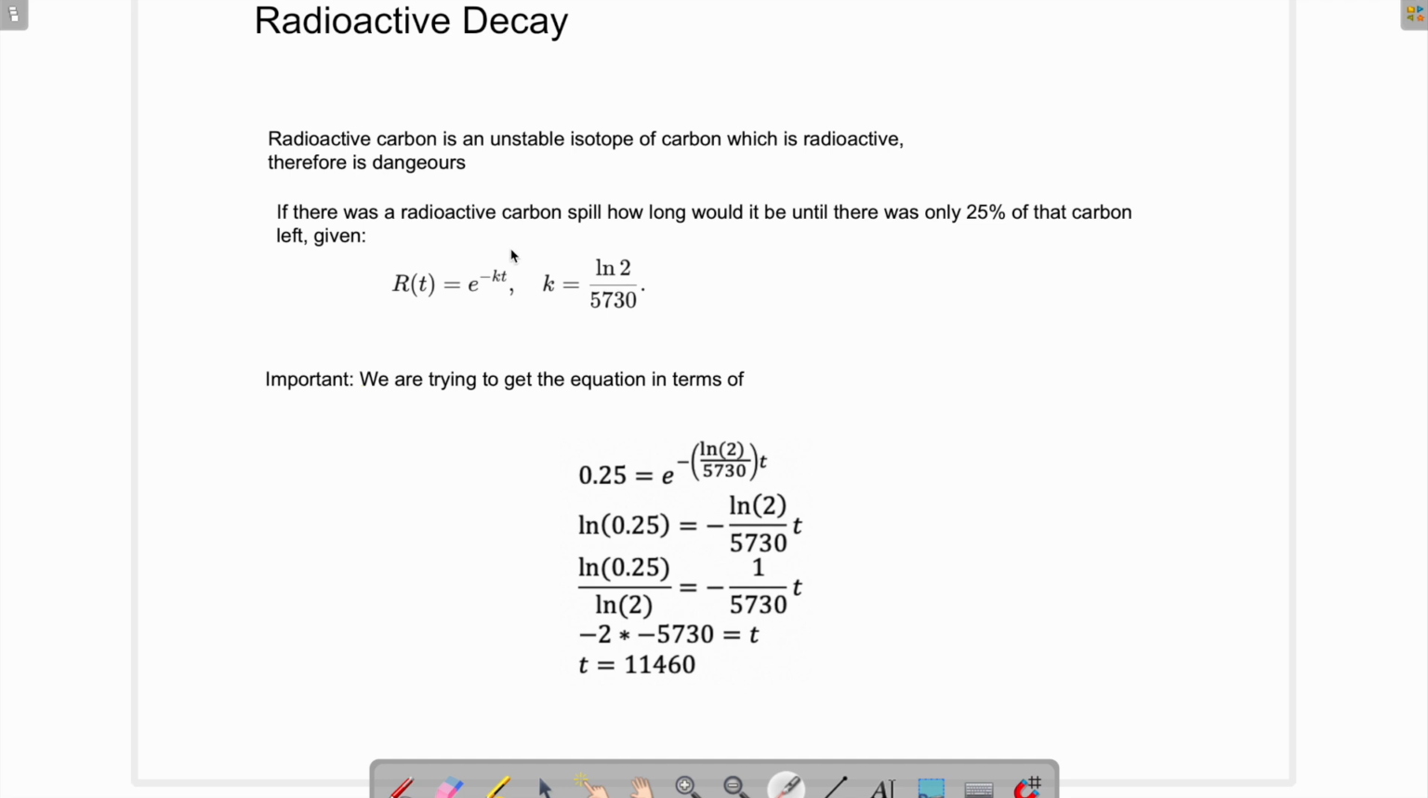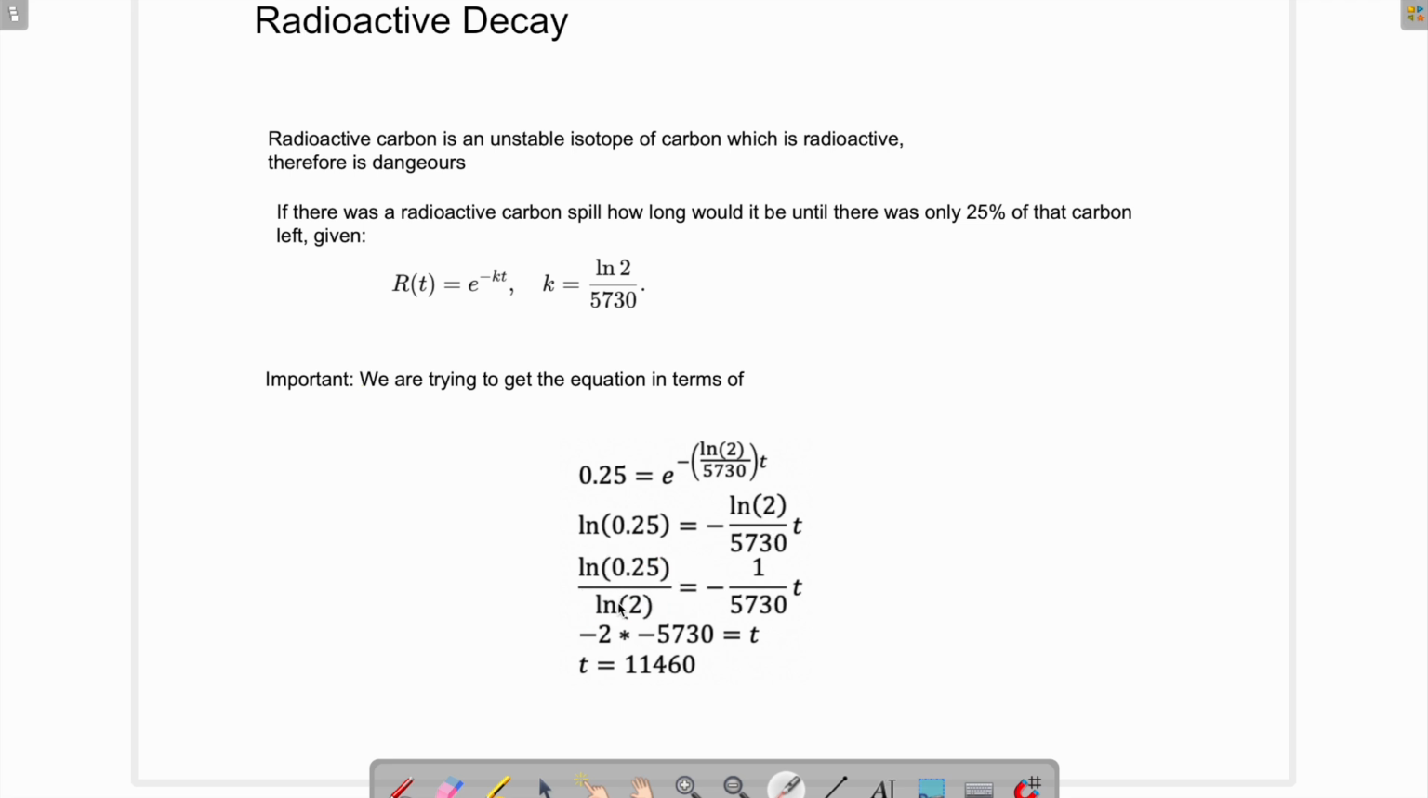Awesome. So if we want to know the time until 25% of that carbon is left, that means that R(t) should be 25%, or as we can see here, 0.25. So we have R(t), we have e, obviously e is always e, and we have k given here. So the only unknown is t, and therefore we'll just rearrange the equation. Taking ln of both sides, the e drops off, and the power of the exponential just comes down like this. So we have ln of 0.25 equals minus ln 2 over 5,730 times t.